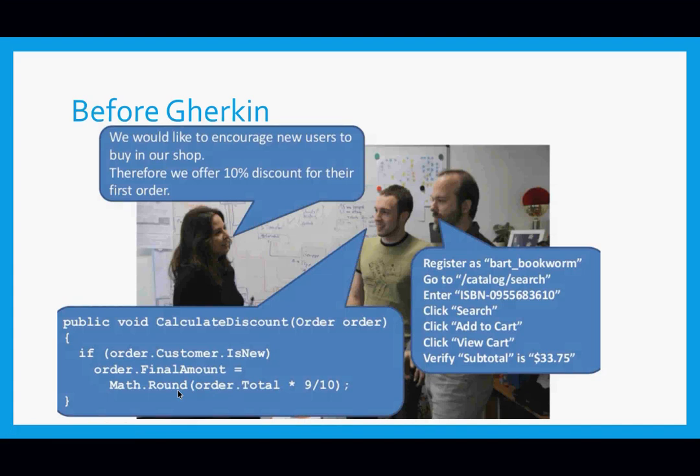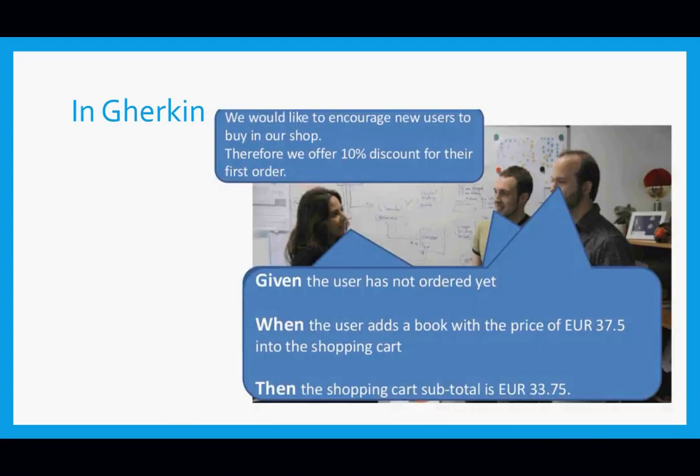So that's what you have before Gherkin. You get a specification and you have a test script for that. But written in Gherkin format, you will not have it plainly written. Everybody is speaking the same language. Say, given the user has not ordered yet. They've not ordered on the site. When the user adds the book with the price of $337.5 into the shopping catalog, then the shopping catalog should have a subtotal of 33.75.